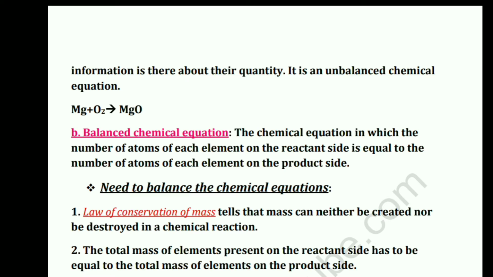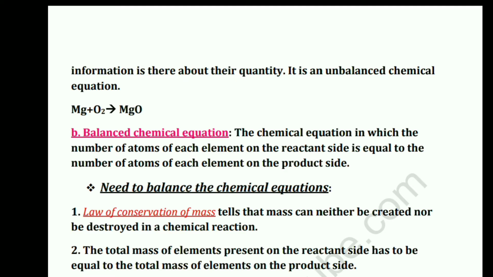Now we can have a second type of representation in the chemical equations, and that is a balanced chemical equation, and this is the more precise one. We generally use balanced chemical equations to represent a chemical reaction. So in this, along with the formulae of the reactants and products, we also indicate the number of moles or molecules of the reactants and products to make the reaction more precise and more clear, to make it complete.